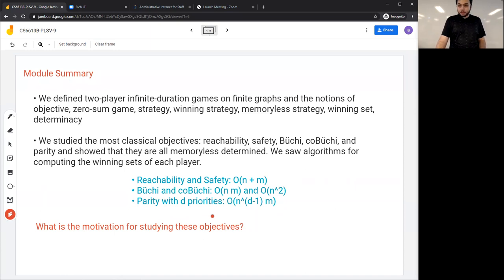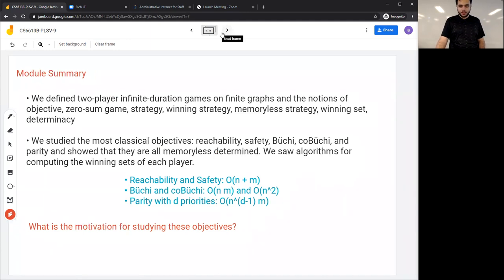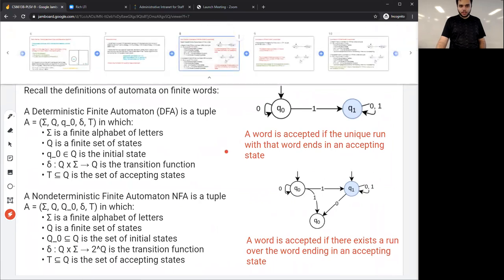And with this, I'm going to finish the module on infinite duration games. Now I'm going to go on to the next module, which is automata on infinite words.